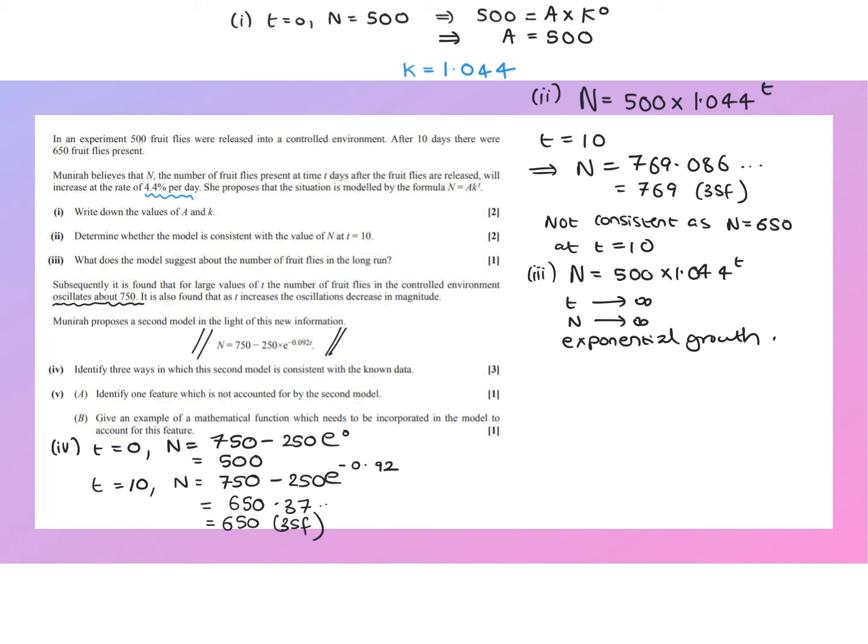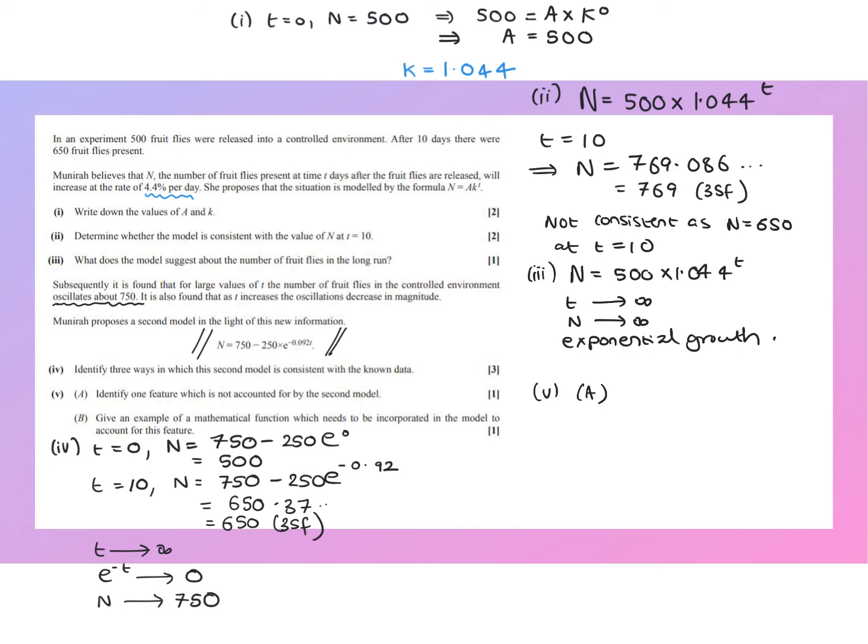And what happens when t approaches infinity? Because we know that the number of fruit flies is meant to oscillate to around about 750. So when t approaches infinity, we know that e to the negative t will approach 0, which means that n will approach 750. So the model does actually predict the correct number of fruit flies for a long-term scenario.